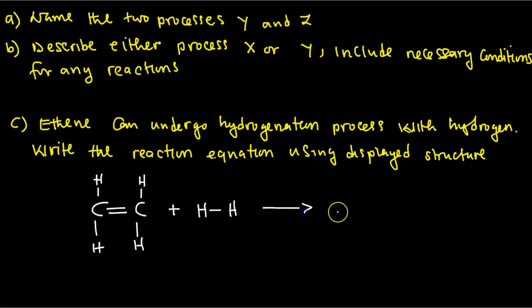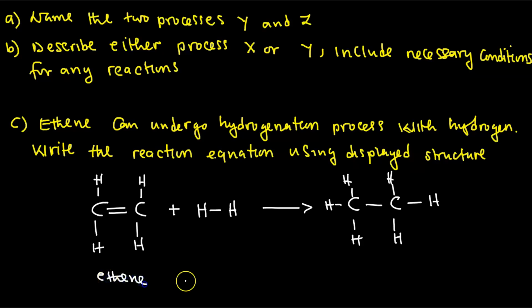Then what is going to form? You know that an alkane is going to form, and that is ethane. The double bond breaks, leaving room for attachment of two hydrogens, and therefore this becomes like this. Hydrogen attaches, and of course we have what we call ethane. So hydrogenation converts alkenes into alkanes. In this case, ethene into ethane.